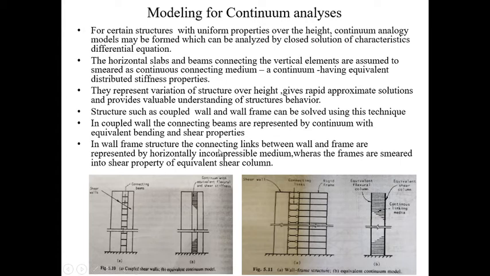In the wall frame structure, here you can see the connecting links, and this is the equivalent continuum model. In the wall frame structure, the connecting links between the wall and the frame are represented by a horizontal incompressible medium, whereas the frames are smeared in the shear property of an equivalent shear column. It is shown here as the equivalent shear column. The rigid frame is shown as an equivalent shear column, and the shear wall is shown as the equivalent flexural column.